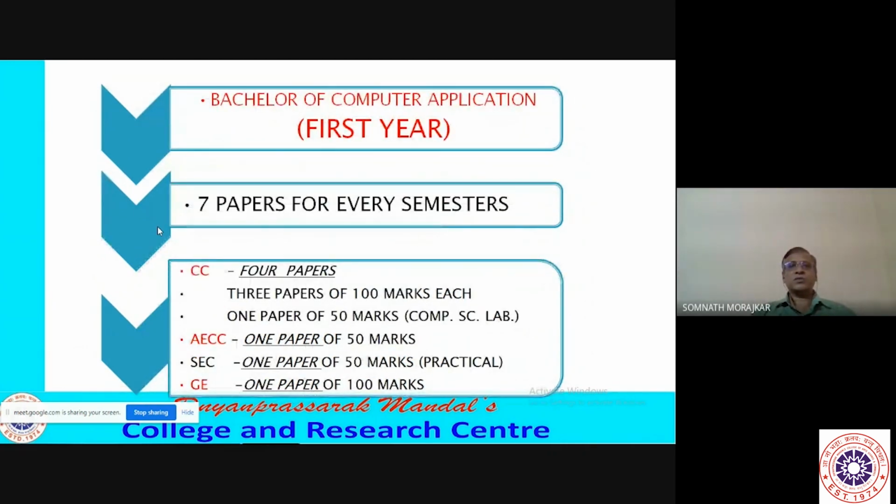In case of Bachelor of Computer Application, you would learn 7 papers for every semester. The 7 papers will consist of 4 papers, that is core course, of which 3 papers of 100 marks each and 1 paper of 50 marks, which is a practical component, that is a computer science lab. Ability enhancement compulsory course, 1 paper of 50 marks. Skill enhancement course, 1 paper of 50 marks, which is a practical, and 1 paper of generic elective of 100 marks, and the total will come to 22 credits for every semester.